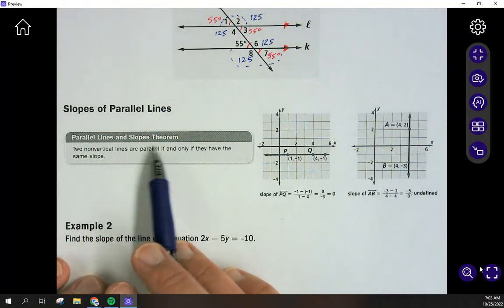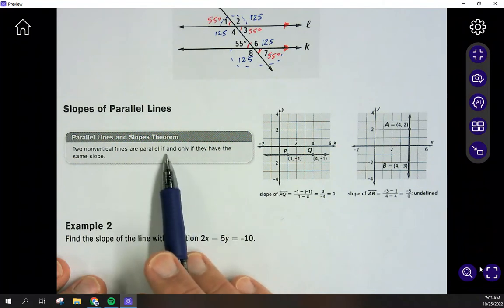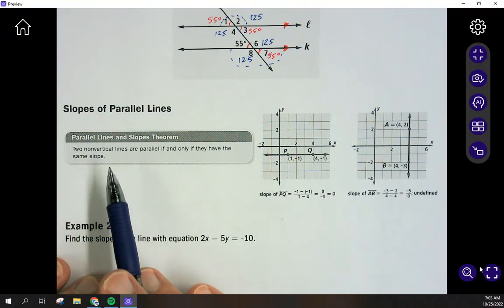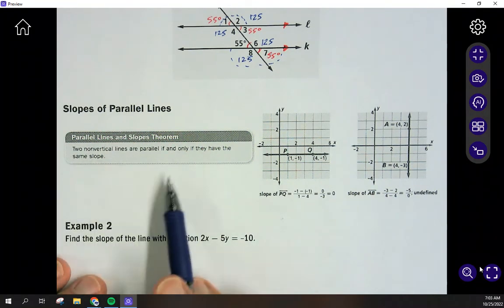So the parallel lines and slopes theorem says two non-vertical lines are parallel if and only if, there's your biconditional, they have the same slope. So if two lines have the same slope, they're parallel. If two lines are parallel, they have the same slope. It's a biconditional. You got to be able to read it both ways.